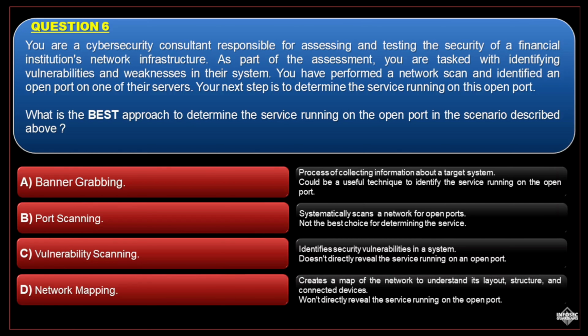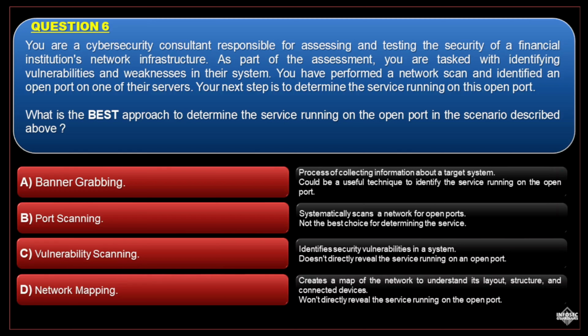Option D. Network mapping. Network mapping involves creating a map of the network to understand its layout, structure, and connected devices. While network mapping can help you gain a broader understanding of the network, it won't directly reveal the service running on the open port. It focuses on the layout and topology of the network.